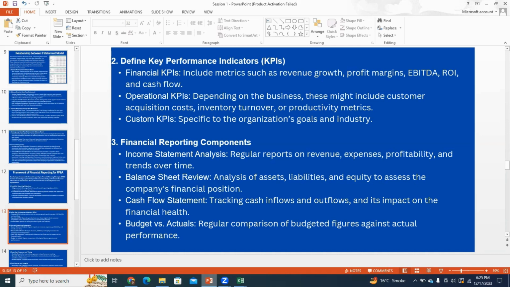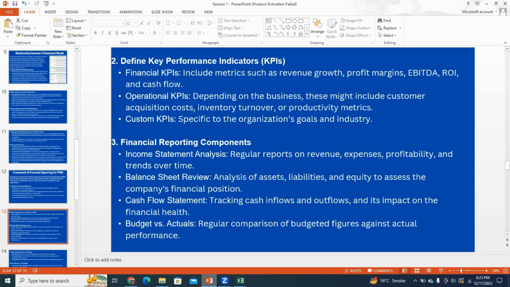The next thing it says is financial reporting components. It says income statement analysis: regular reports on revenue, expense, and profitability trends over time. So there are multiple income statement analysis items we will be looking at as well. The balance sheet review: analysis of assets, liabilities, equity, reflecting the company's financial position.